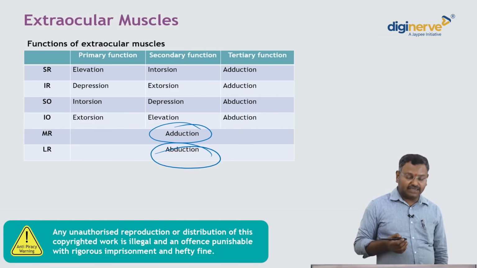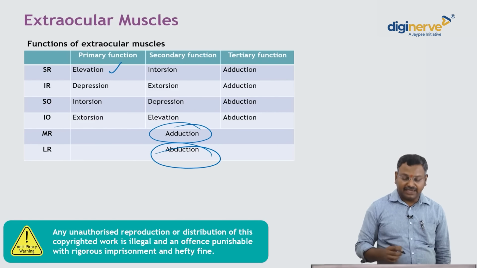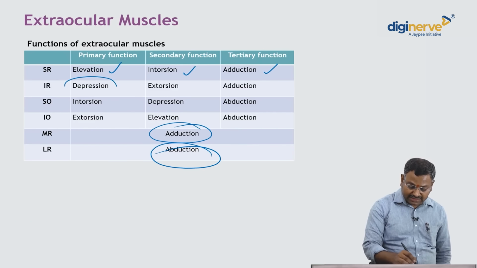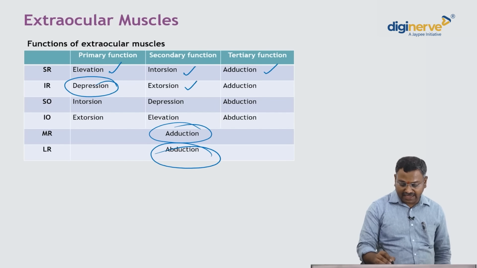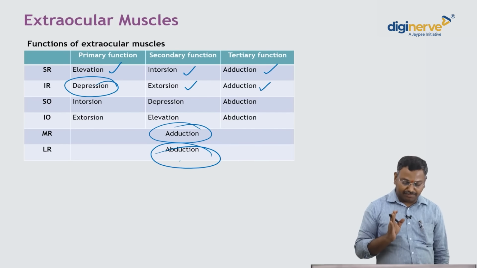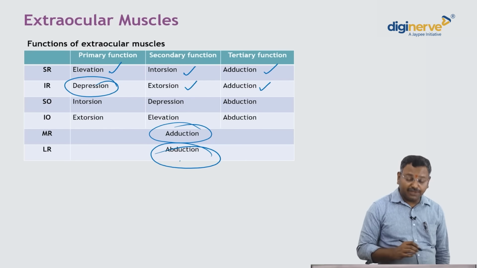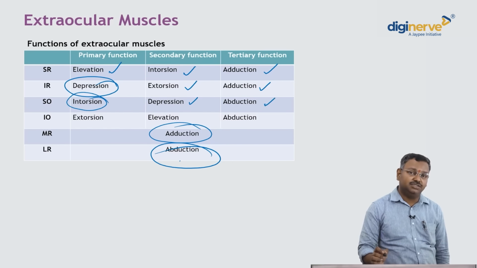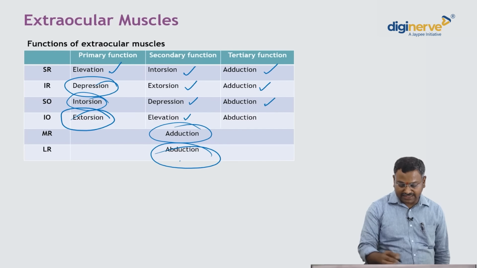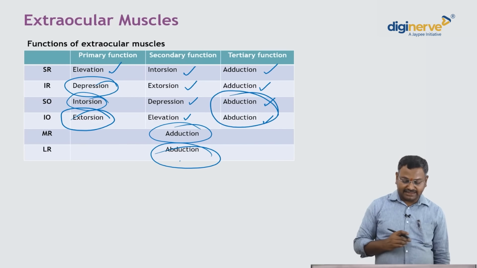Whereas the superior rectus is a predominant elevator, it is an intorter as well as an adductor. Inferior rectus is predominantly a depressor, but it is an extorter as well as an adductor. So please remember, all recti are adductors except lateral rectus, which is an abductor. Coming on to the superior oblique, primary function is intorsion, but it also does depression and abduction. Whereas inferior oblique's primary function is extorsion, but it also does elevation and abduction. So remember, again, the obliques are abductors.